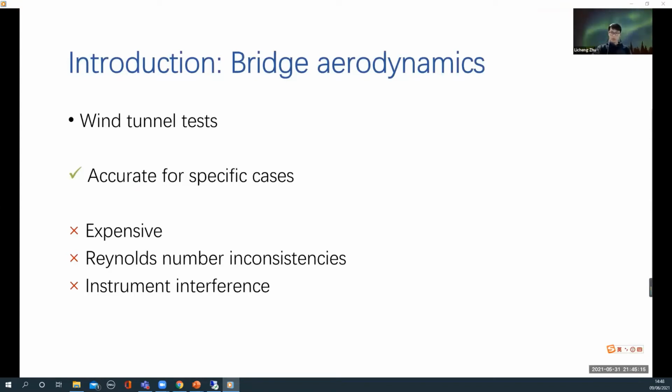Even so, wind tunnel tests are not cheap at all, and issues like Reynolds number inconsistency, instrument interference, and so on could also affect the accuracy of the results.